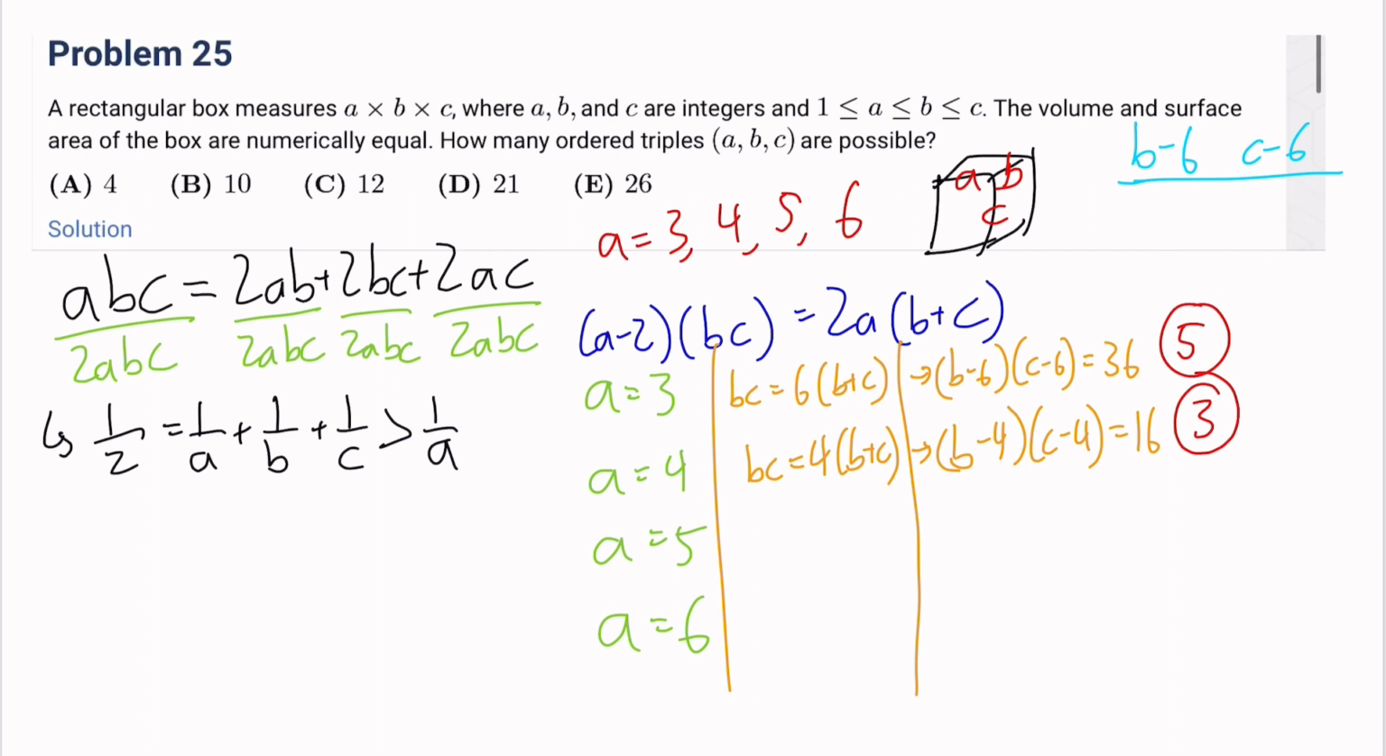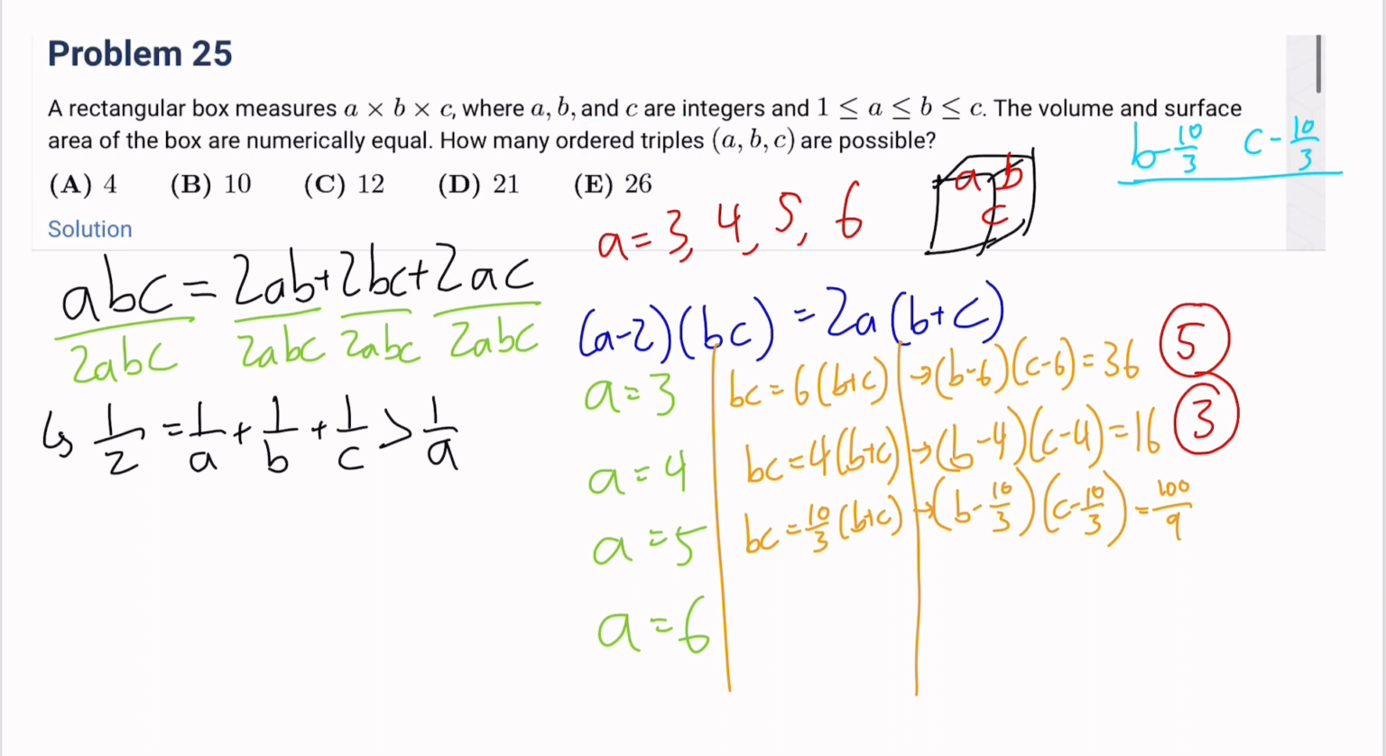And for when A equals 5, this gives us 5 minus 2, so it's 3. 3BC equals 10B plus C, right? So that's not very clean. So let's make it so that BC equals 10 over 3 times B plus C. So this will give us B minus 10 over 3 times C minus 10 over 3 equals 10 over 3 squared, which is 100 over 9, right? Sorry, this should have been changed when we did the previous cases too. It's B minus 10 over 3 and C minus 10 over 3, and they should multiply to become 100 over 9, but B and C also have to be integers.